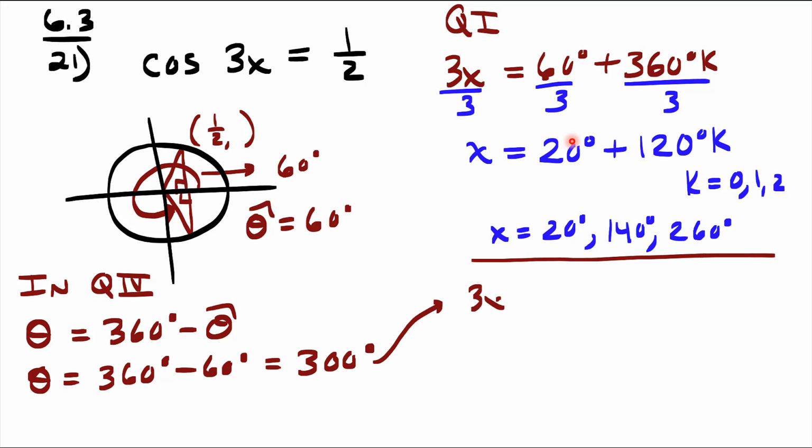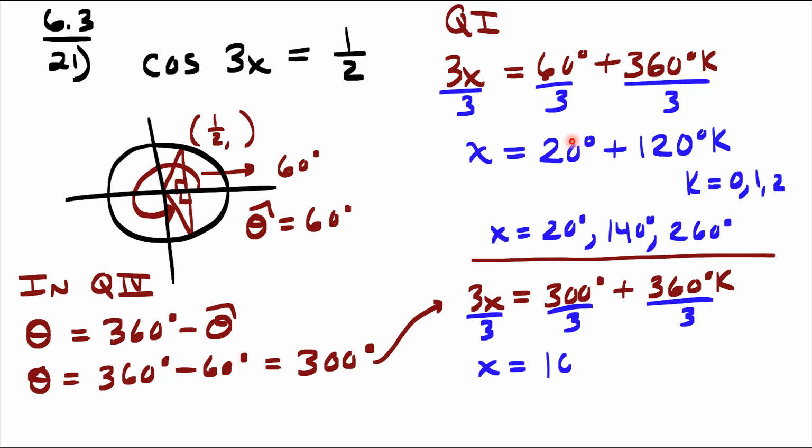This would be 3x is equal to 300 degrees plus 360k. Again, divide by 3, and we're going to make 3 iterations for k. So I have 100 plus 120k again. Iterations again are k equal to 0, 1, and 2. So plug it in.